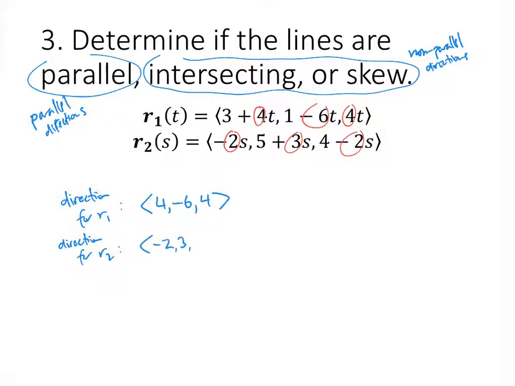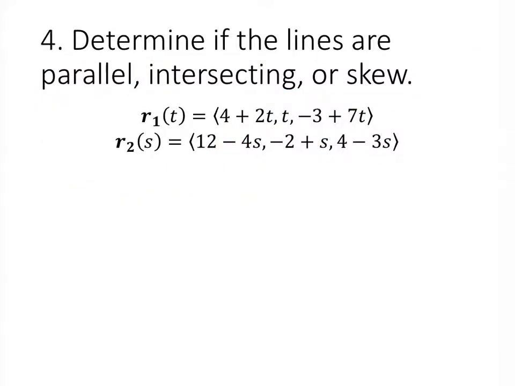We have -2, 3, -2. And what you might notice is that if I take that second direction vector and multiply it by -2, I get the first direction vector. And that means that one's a scalar multiple of the other, which means that they're parallel vectors. And that means that these two lines are parallel. And so we're done. If you're ever in a situation where you're not sure or you just don't see whether or not the two vectors are parallel, you can always take the cross product of the two vectors. And if the two vectors are parallel, then you'll get 0 when you take the cross product.